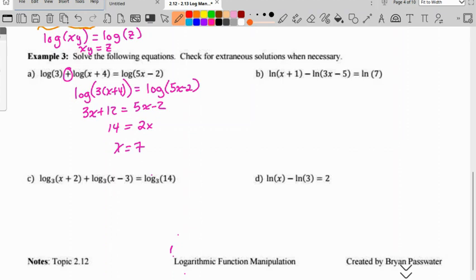So let's do that real quickly. If I plug 7 in for x, the first one there's no x. In the second one, 7 plus 4, is that positive? Yes. On the other side, 5 times 7 is 35 minus 2.